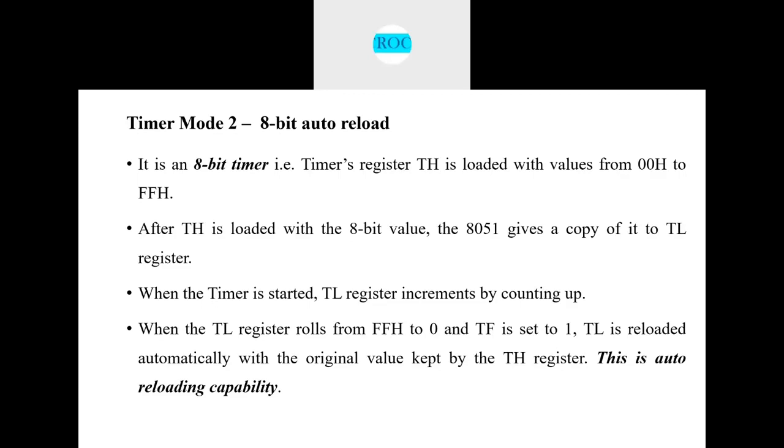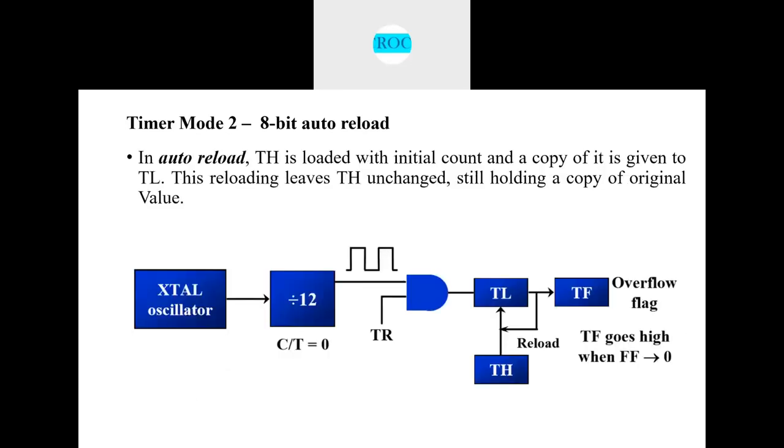But in mode 2, since it is an 8-bit counter, only the higher byte register is initialized with the initial count value. Whenever the lower byte register is reset and sets the overflow flag to 1, the TL register is reinitialized with the original value stored in the TH register. This is called auto reloading. In auto reload, TH is loaded with the initial count value and a copy of it is given to the lower byte register. This reloading leaves TH unchanged.